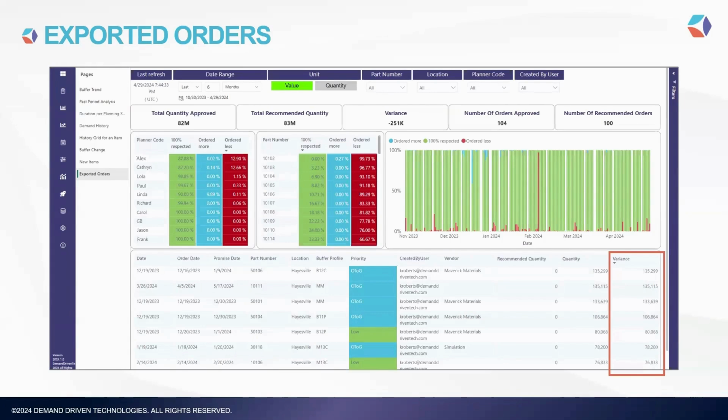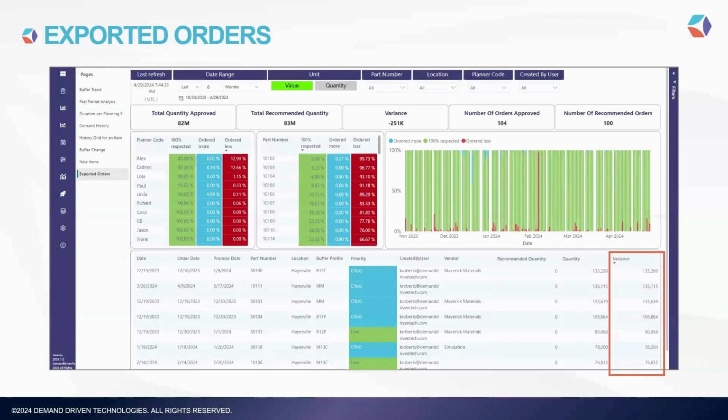Okay. Well, with this page, you can go in and you can look by planner code. You can sort on any of these fields: 100% respected, ordered more, or ordered less. So if somebody in your supply chain hired Russell's employee that likes to use a 3-factor on everything, you can find it right here. But really, it's not such a gotcha type thing. It's much more of a talk to somebody and they say, oh yeah, well, this item's got a lot of variability and I just can't seem to keep enough on hand.